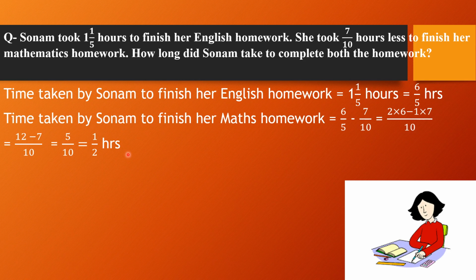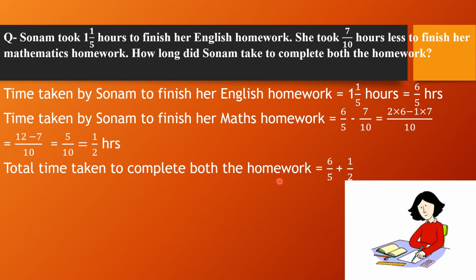Now what we need to calculate, how long did Sonam take to complete both the homework? It means here we need to add also. Here is a keyword, both. It means time taken in English and time taken in math. We will add both. So total time to complete both the homework equals 6 by 5 plus 1 by 2. Now here 5 and 2 are different denominators. So we will find out the LCM of 5 and 2, and which is also 10. Now we will solve this.